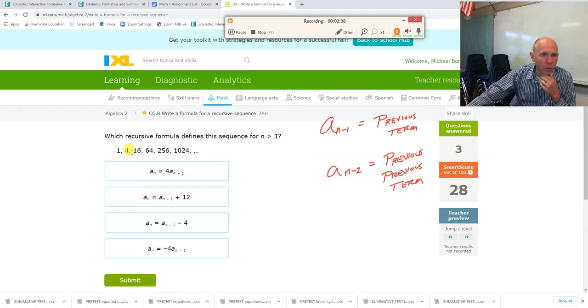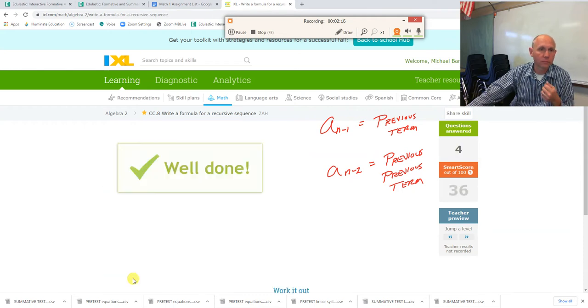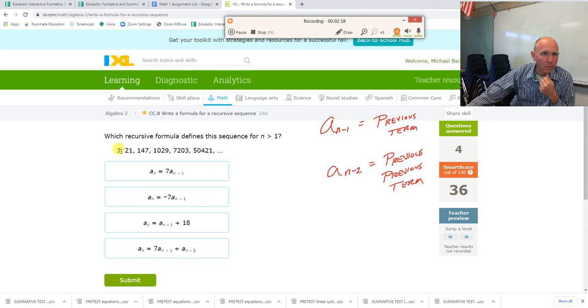Previous term times 4, or 4 times previous term. Previous term times 3? No, previous term times 7. Previous term times 7, or 7 times previous term, right there. Previous term times 9, or 9 times previous term.